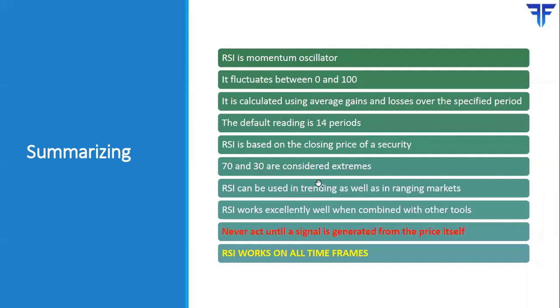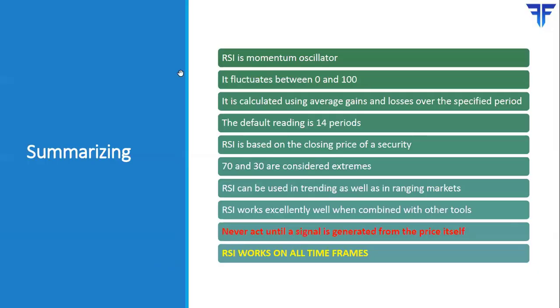Again, I've highlighted this in red because this is the most important takeaway. Never take a buy or sell decision before a signal is generated from the price itself. Some sort of buy or sell signal from the price has to come out before you decide to trade based on RSI signals. And last but not the least, RSI works on all time frames. So you could use it on 1 minute charts, or you could use it even on charts that are, say, up to 1 month or 1 quarter.